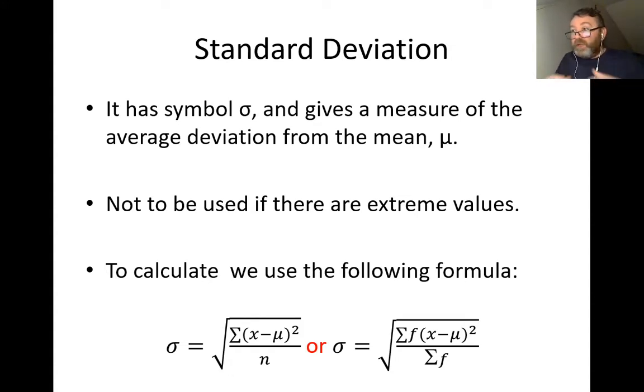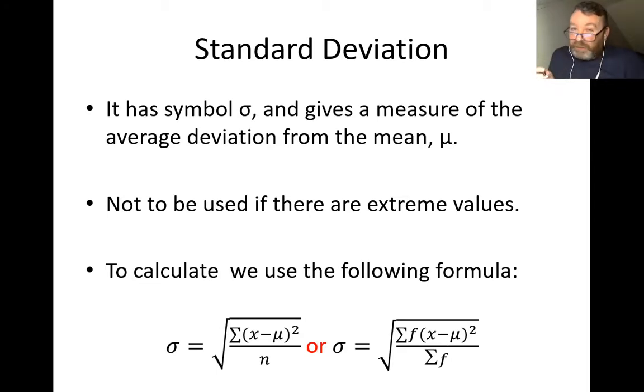Say, for example, you went into a class and you picked the ages of everybody present, and you had a list of ages, you'd put them into that formula. But if there is a frequency involved, so if you're dealing with frequency tables, then you use the second one, which is the sum of the frequency multiplied by the square of the difference between the data point and the mean, divided by the sum of the frequencies.